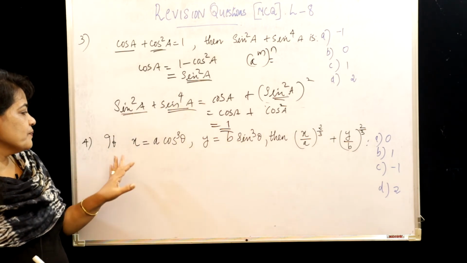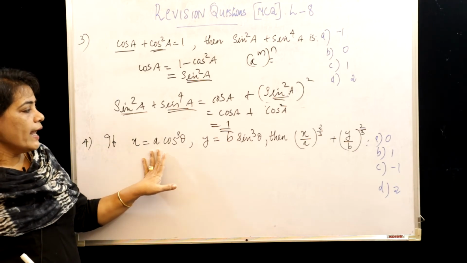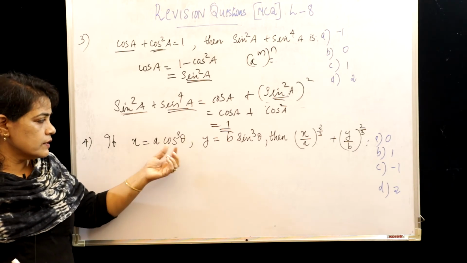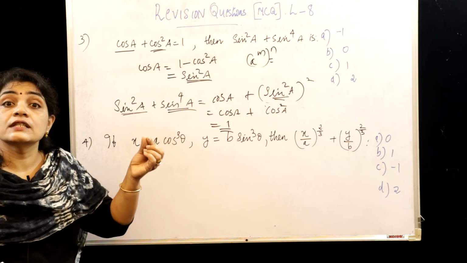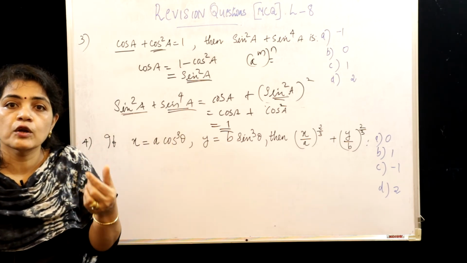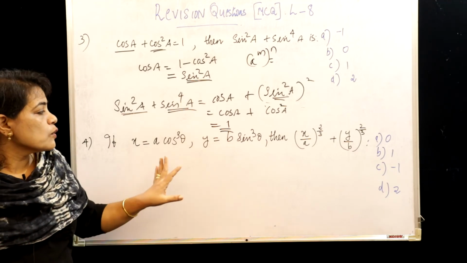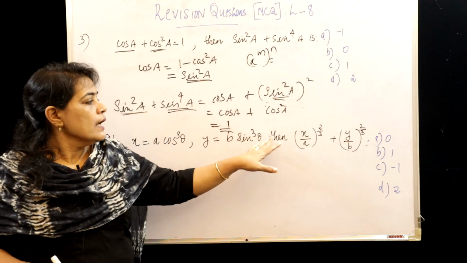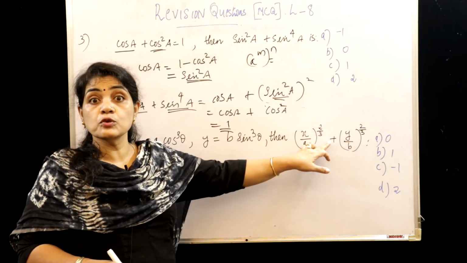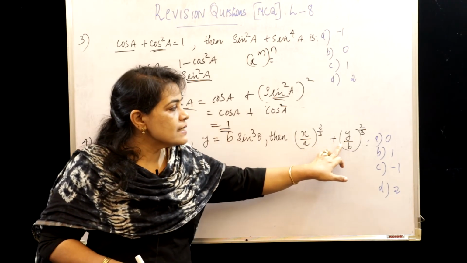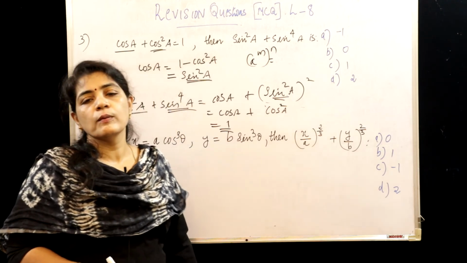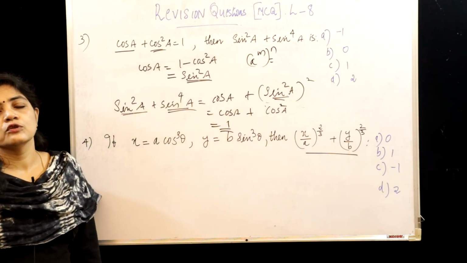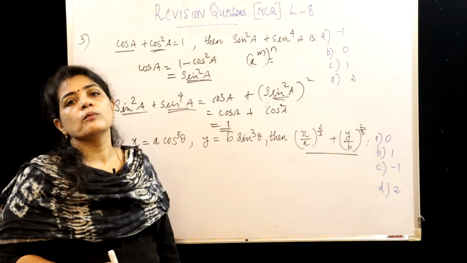Now the fourth question, if x is equal to a cos cube theta. See children, this is a very important concept. Cos cube theta is actually cos theta whole cube. We are not taking square or cube for the theta. So x is a cos cube theta, y is equal to b sin cube theta, then x by a whole raised to 2 by 3, the exponent is a fraction, plus y by b whole raised to 2 by 3. We should get the value of this. What is given?